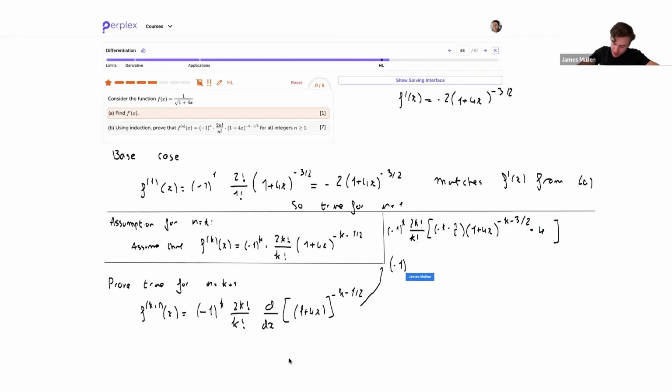What I'm going to do is rewrite this now. Negative 1 to the k times 2k factorial over k factorial. I'm going to bring one of the 2's from the 4, because 4 is 2 times 2, into this k minus half. I'm going to write it as 2k minus 1. Okay, 2k minus 1.